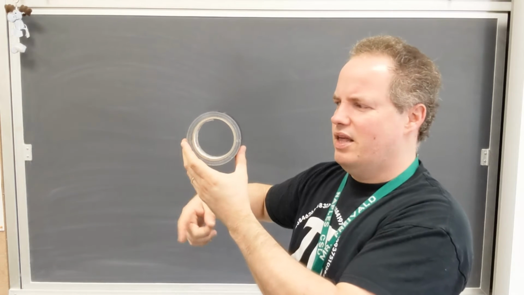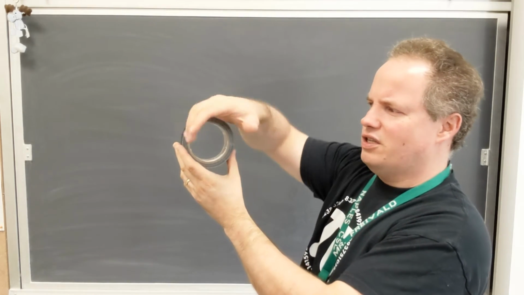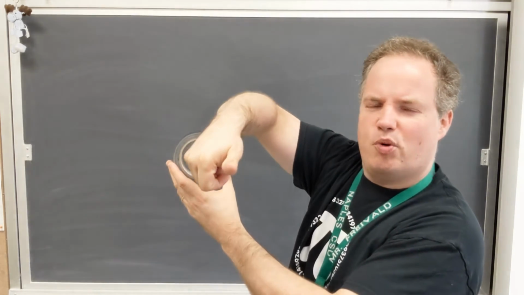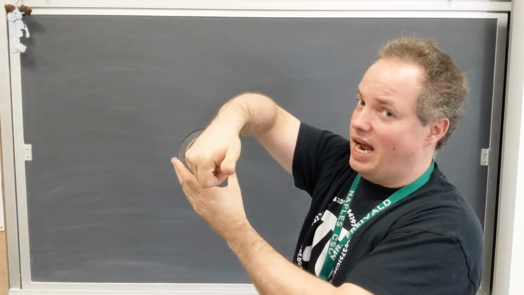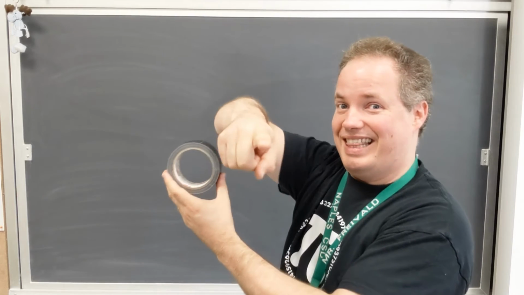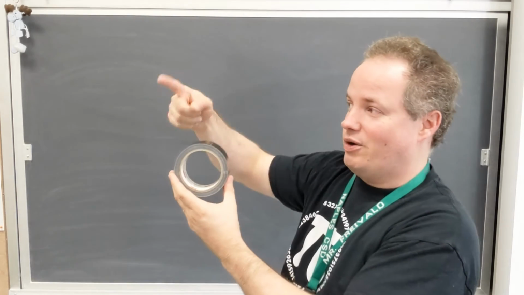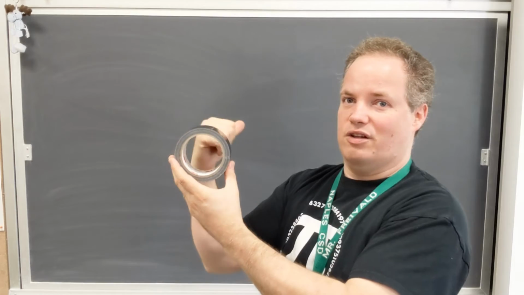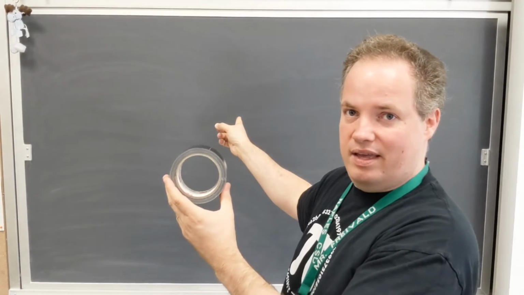Well, it turns out that if you curl your fingers in the direction it's going, your thumb points in the direction of the angular velocity. And that sounds pretty weird. A tire going this way has an angular velocity that way. If the tire is going this way, the angular velocity is that way.